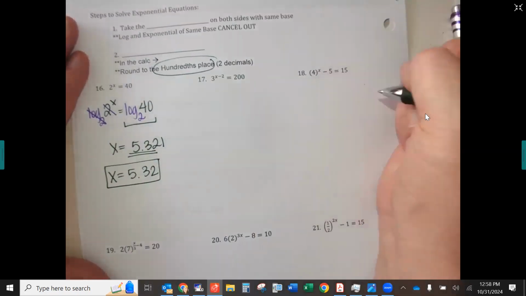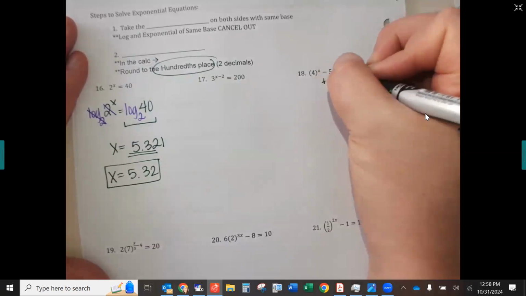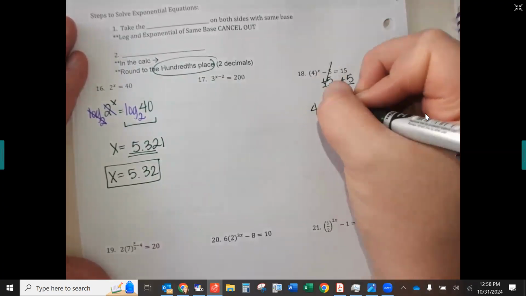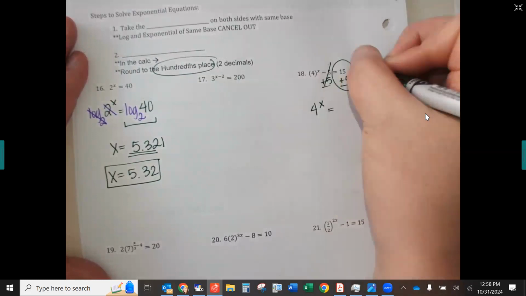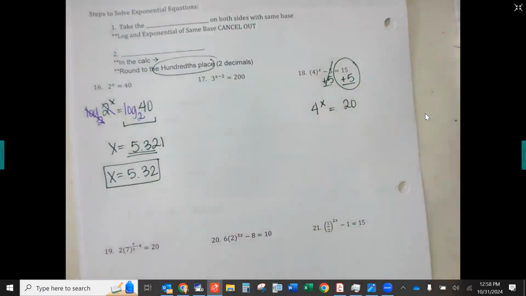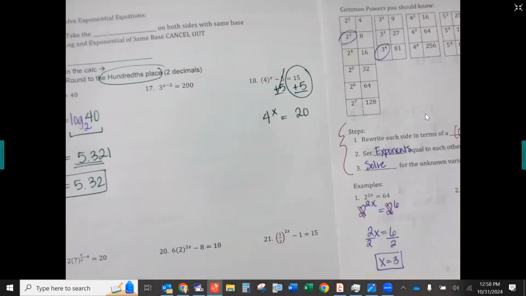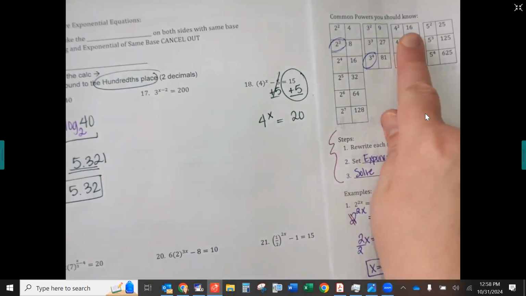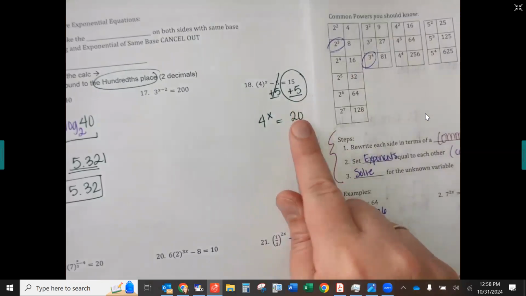So I have 4 to the x minus 5 equals 15. We're going to add this 5 across first. So I have 4 to the x equals 15 plus 5, which gives me 20. Then from there, I could look at the powers chart. Remember, I'm trying to find 20, and I see that I never have a 4 to a power that gives 20. I have a 16, which is kind of close, but it's not the 20 that I want.